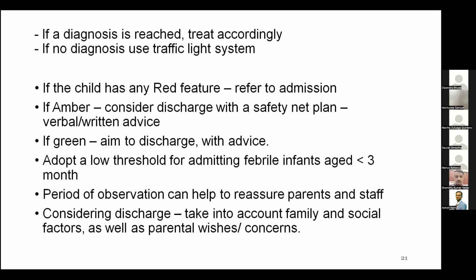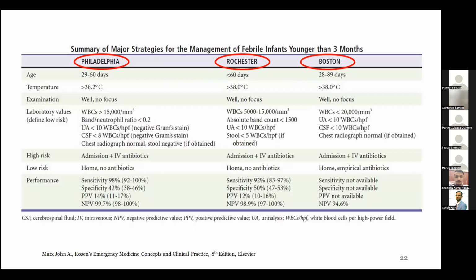So whether we discharge or admit the patient, we have to consider different things in mind. These are some strategies for management of a febrile child younger than 3 months. We have different studies, based on Philadelphia, Rochester, and Boston. These 3 studies have been done. They include age, temperature, examination, laboratory values, high risk and low risk, and performance. So these are different strategies used to decide whether to treat febrile infants younger than 3 months. You can go through this; I have got it from Rosen's Emergency Medicine.